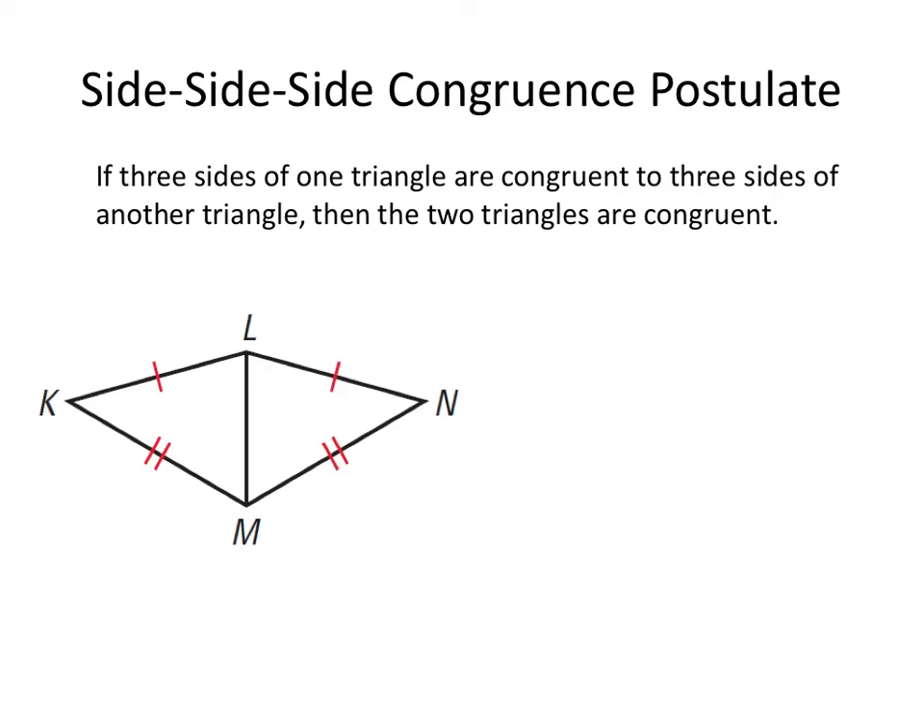In the diagram below, it was clear that side KL and side LN are congruent, as well as side KM and NM are also congruent. Side LM is shared between the 2 triangles, so that is congruent because of the reflexive property. Since we meet all the criteria of the side-side-side congruence postulate, we can make a congruence statement. Triangle KLM is congruent to triangle NLM.